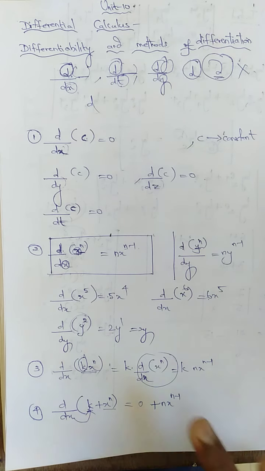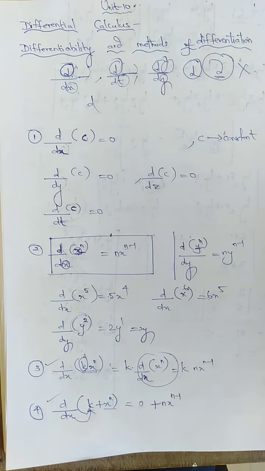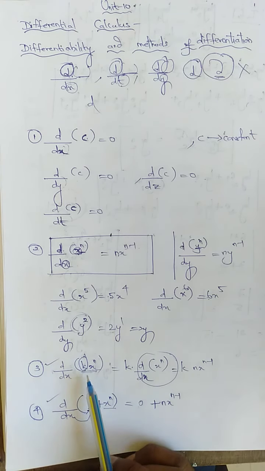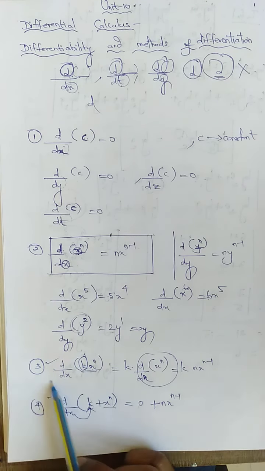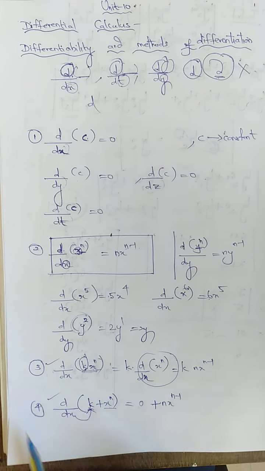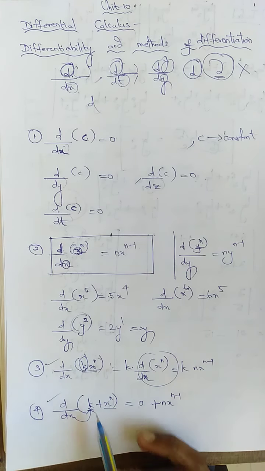This is a different thing you need to learn. Both are very, very important. Differentiate of k into x power n: you can move k outside because these are in one term. So I can move k outside and differentiate x power n, nx power of n minus 1. But these are two terms, different terms. k is one term, x power n is another term. You can't move k outside. This is an addition. So differentiate k, always k is a constant. The differentiate of a constant is nothing but 0 plus x power n. Differentiate of x power n is nothing but nx power of n minus 1. So this is one of the important formulas.